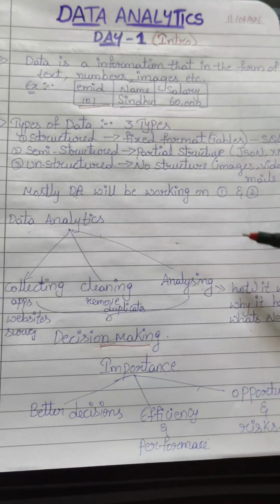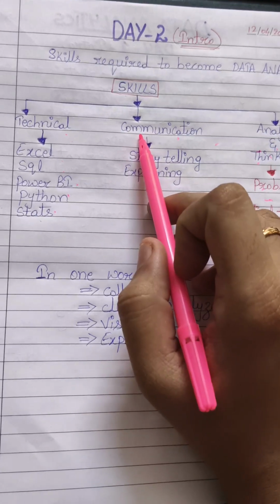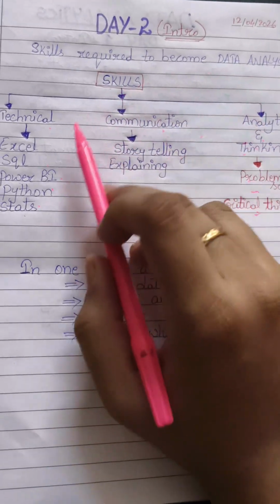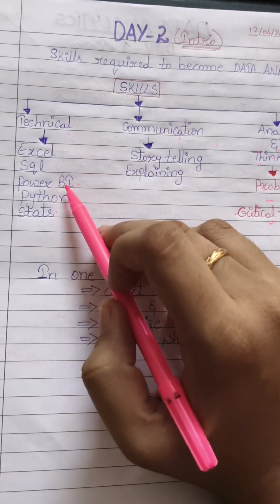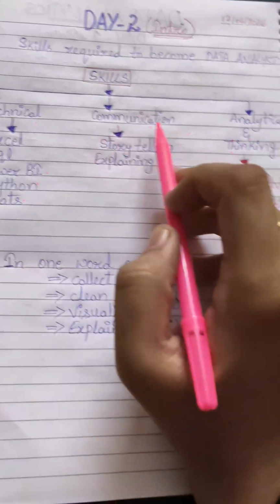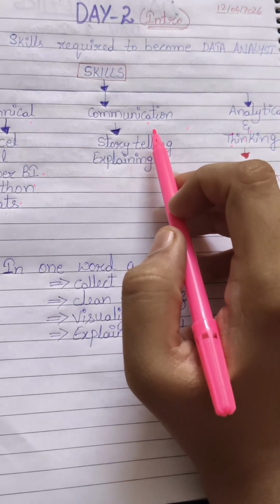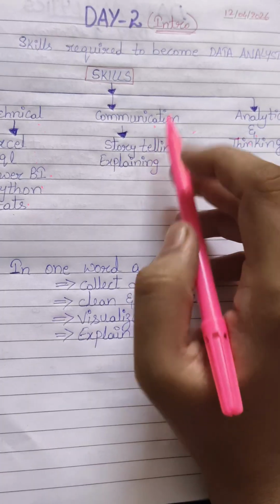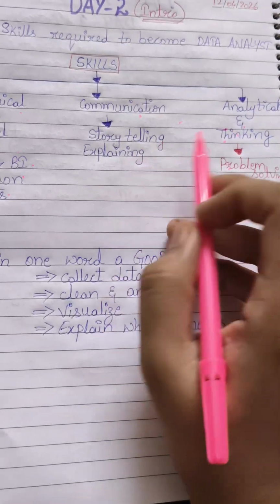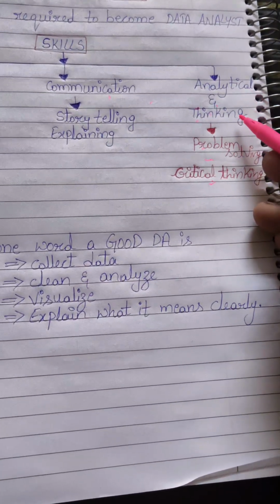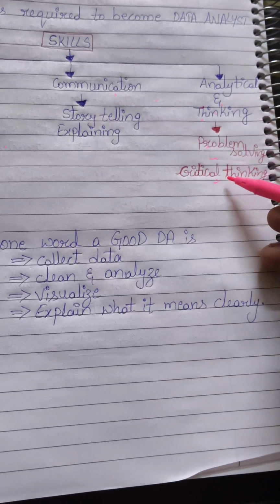So this is the complete intro of data analytics. Now, the skills that are required to learn data analytics. The first one is technical skill, which means Excel, SQL, Power BI, Python, and stats. The second one is communication. If you want to become a data analyst, you must be proficient in English, and you also have to explain the storytelling of the data. And the last and the most important skill is analytical thinking, which means problem solving and critical thinking.